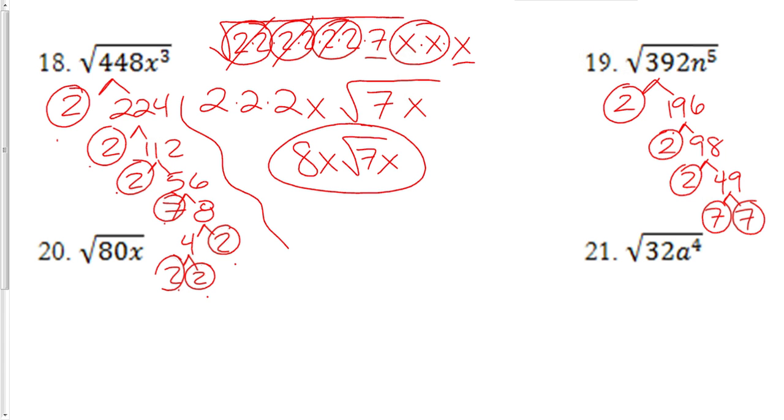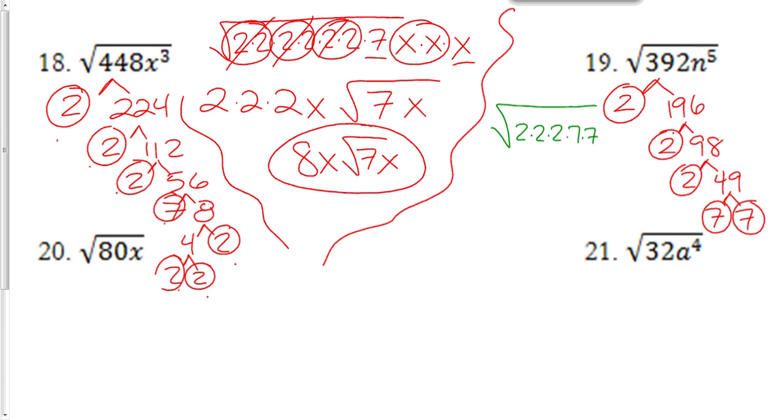Okay, so we're going to write this out. A lot of stuff going on here. So change colors here. I've got the square root of 2 times 2 times 2 times 7 times 7. And then I have 5 n's. So 1, 2, 3, 4, and 5.